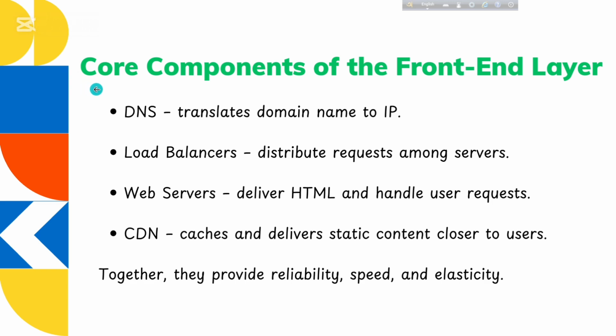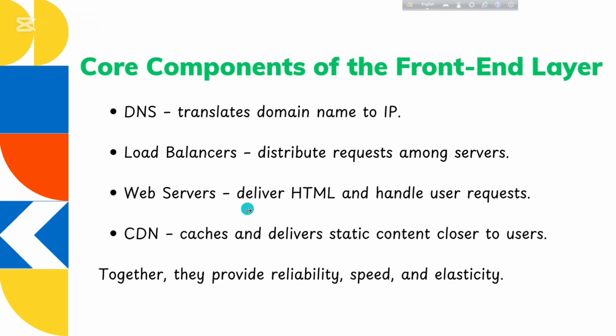In this slide, I will be talking about the core components of the front-end layer, the key parts that help a website or application deliver content efficiently to users. First, we have DNS, which stands for Domain Name System. It translates a domain name like www.google.com into an IP address that computers can understand. Next, load balancers help by distributing incoming traffic or user requests evenly across multiple servers. This prevents any single server from getting overloaded.